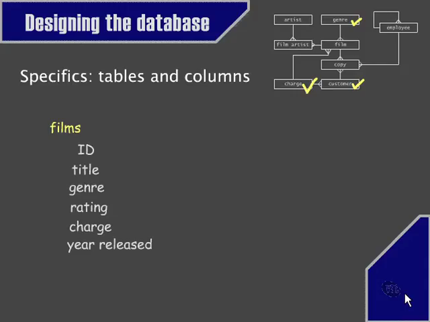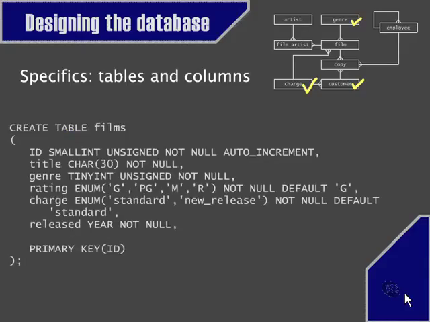We also need the year released. That will allow searching on a particular time in which a film was released. And here is the SQL to create the films table. As you can see, we have two enum columns, the rating column and the charge column, one of which relates to only a set of values, the other of which relates to the charges table. So that's our films table created from our film entity.